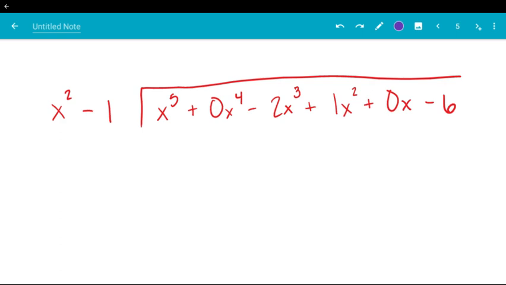Again, notice I've put in zeros for the values that we're missing. We may need them, we may not. Sometimes the problems skip over them. We'll see. So we begin by dividing x to the fifth by x squared. When I divide, I subtract the exponents, and it should give me x cubed. I then multiply that back through. So x cubed times x squared is x to the fifth.